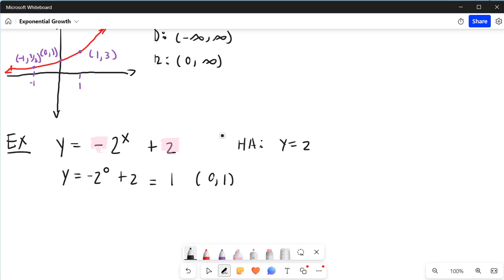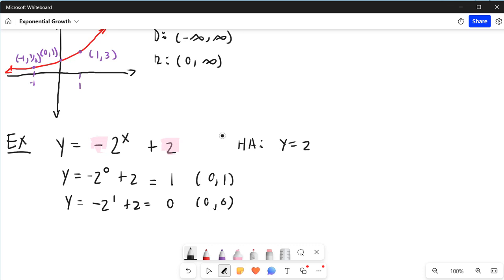Now, if we go ahead and look at this also, if we plug in x equal to 1, this will be -2 to the 1 plus 2. This is actually going to give you 0. So we have that it passes through 1, 0.